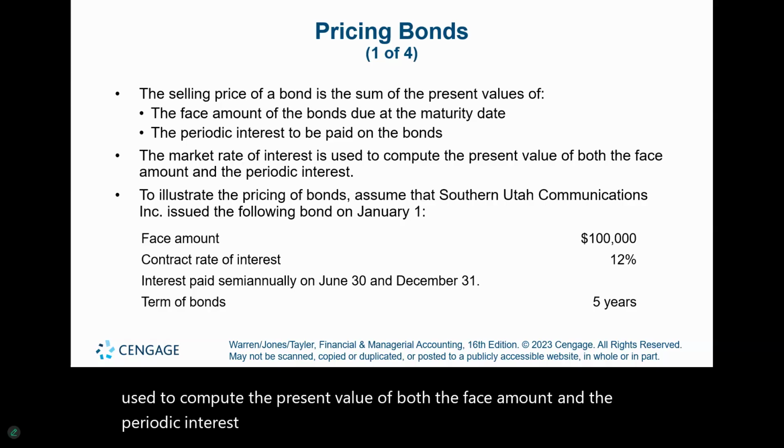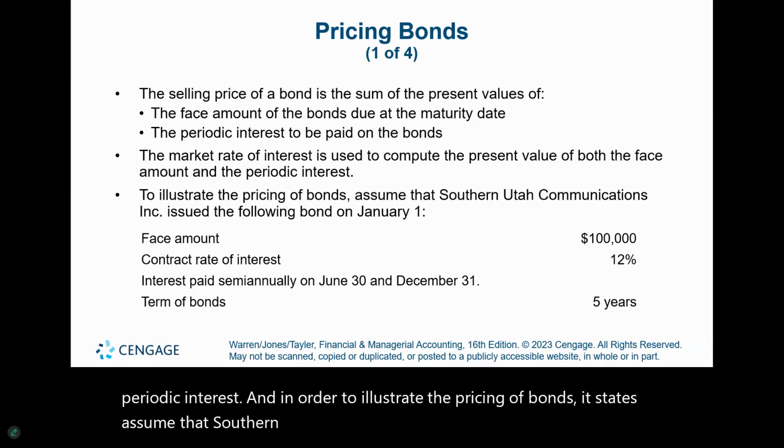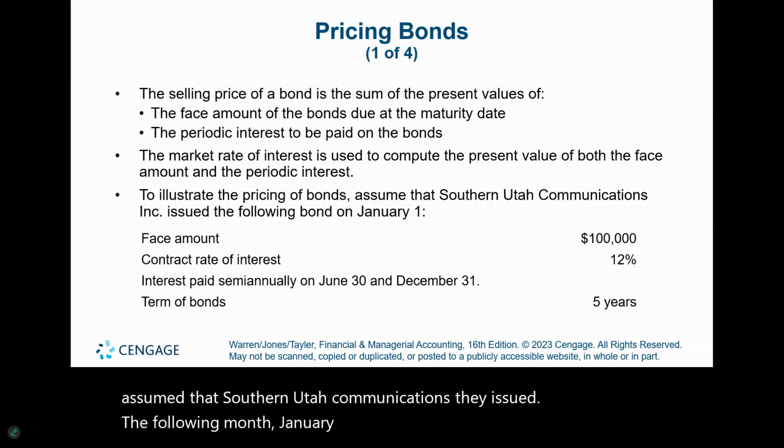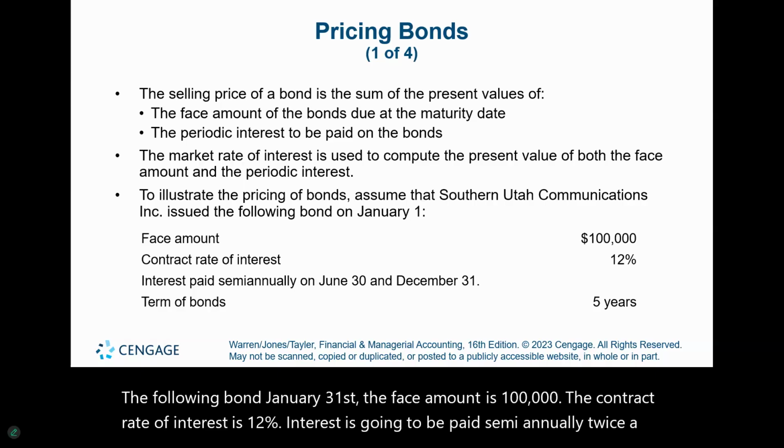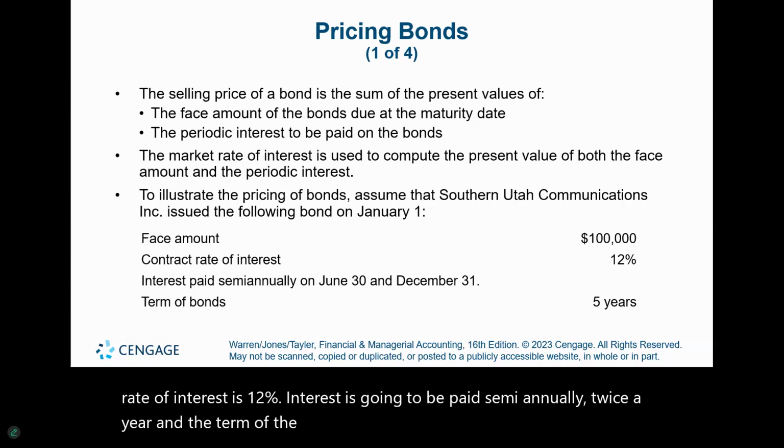And in order to illustrate the pricing of bonds, it states, assume that Southern Utah Communications issued the following bond on January 31st. The face amount is $100,000. The contract rate of interest is 12%. Interest is going to be paid semi-annually, twice a year, and the term of the bonds is 5 years.